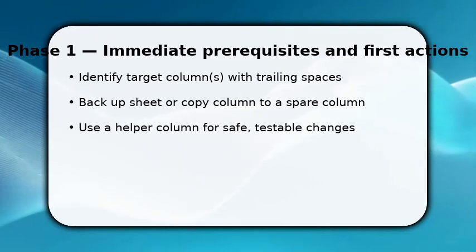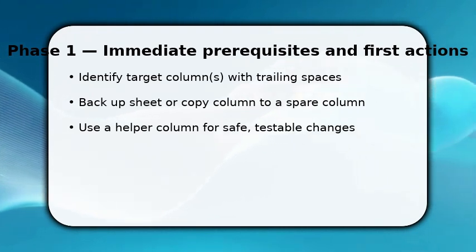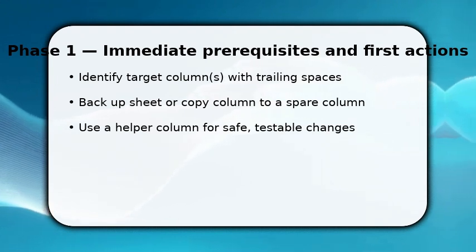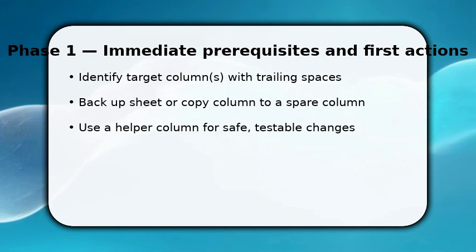You begin by isolating the data you will change. Select the column that has extra spaces, then create a helper column to avoid overriding originals. Once done, type =TRIM(A2) into the helper cell and press enter. Trim removes leading and trailing spaces and collapses double spaces to a single space.